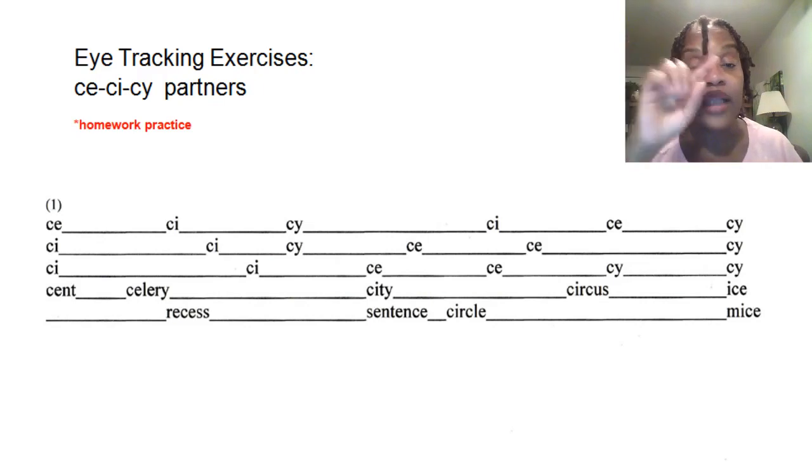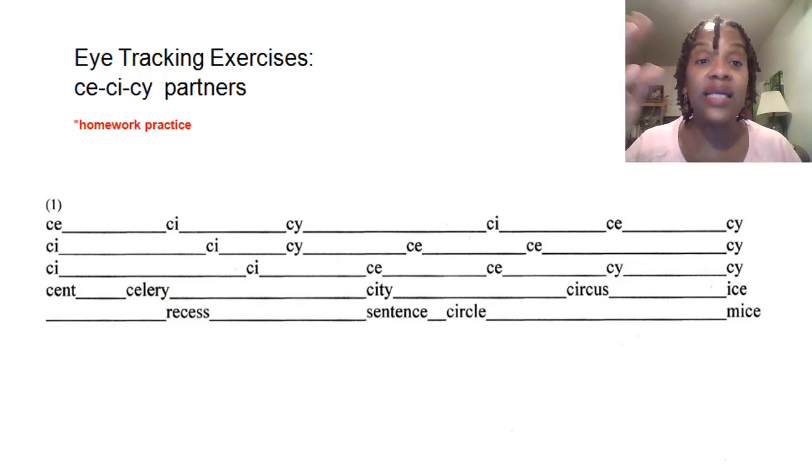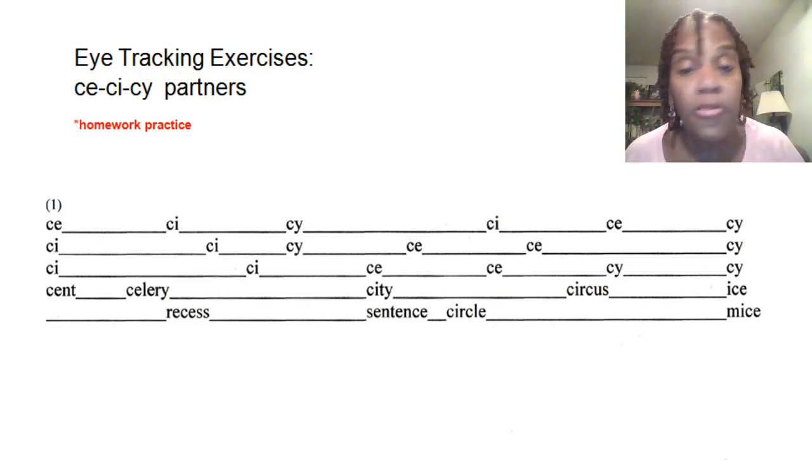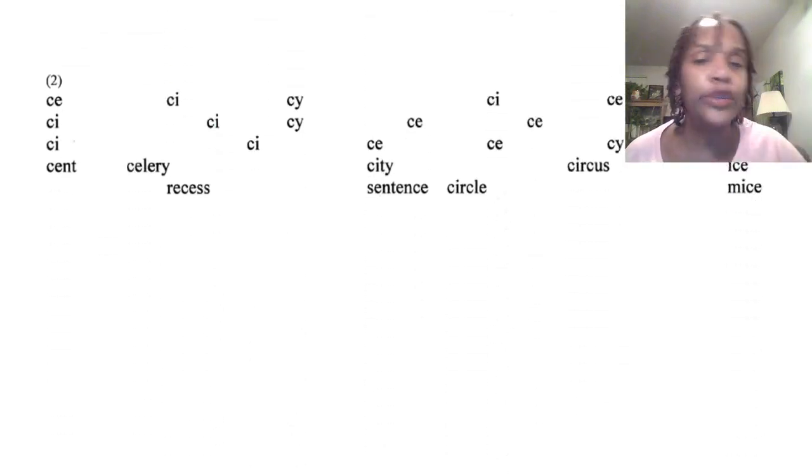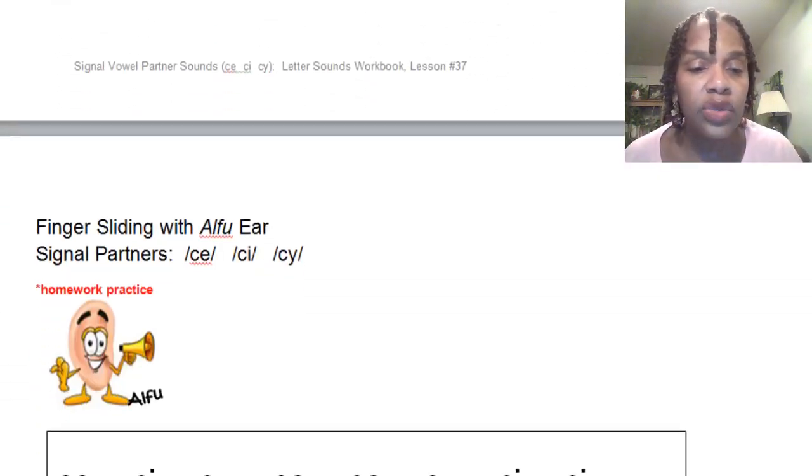So you're going to do eye tracking exercises for the 3 signal vowel partners. Okay. And then you're going to take away the lines. You're going to do it one more time. You know the drill. All right.